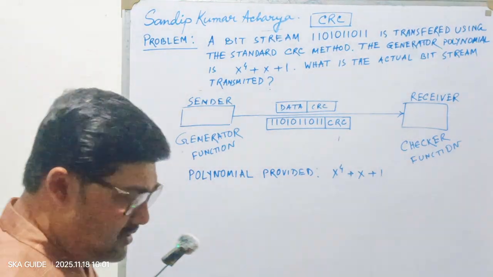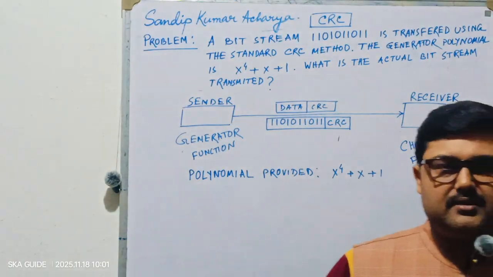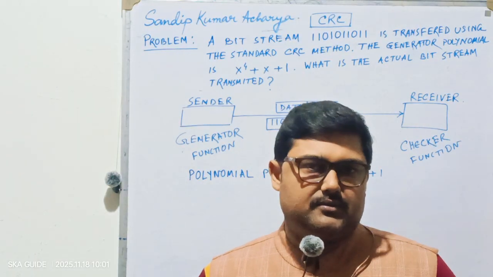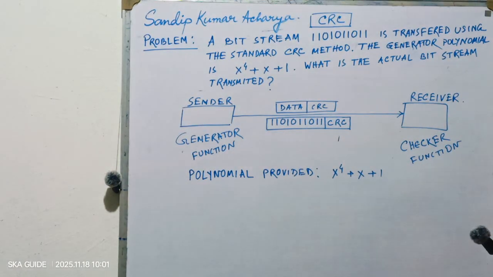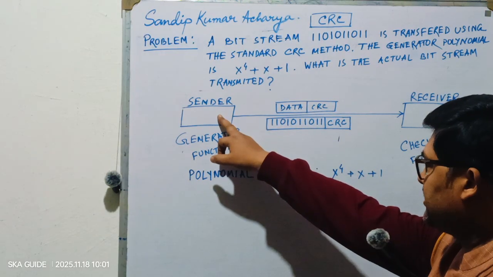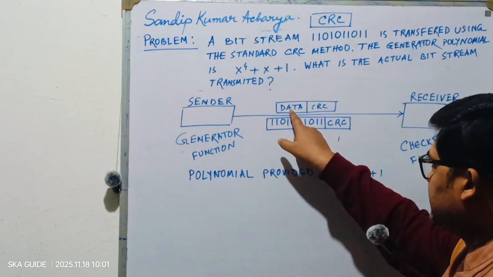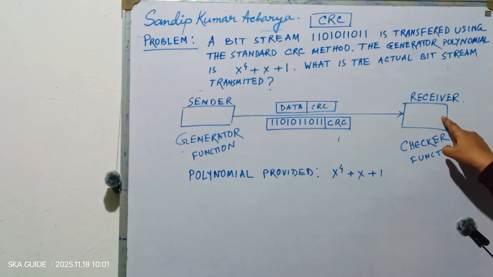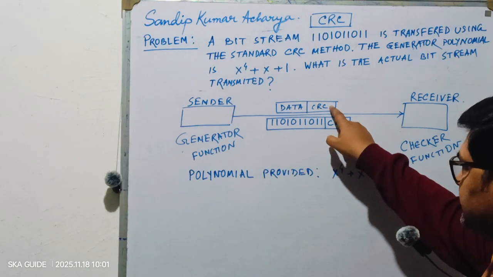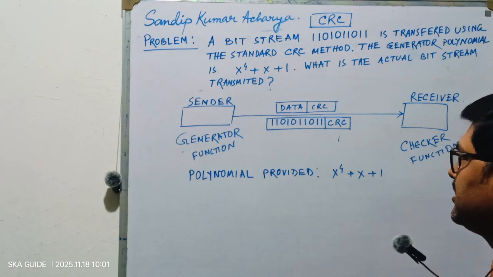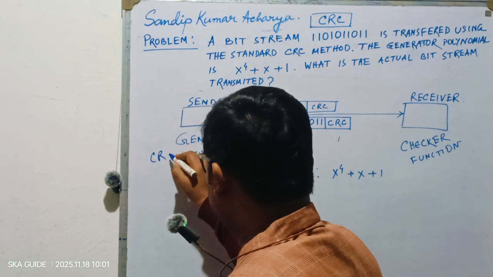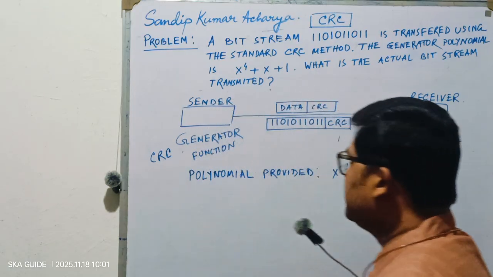So here, CRC is an error detection methodology which is done in the data link layer of the OSI model. In this method we are sending data and appending a CRC code with the data. So the sender, before sending the data, adds a CRC code with the data, then sends it, and the receiver receives the data along with the CRC code. Now what is the CRC code? That must be defined by a generator function, or CRC generator function, at the sender's end.